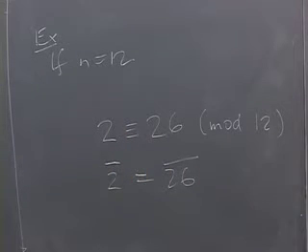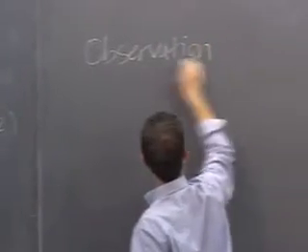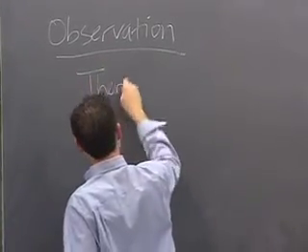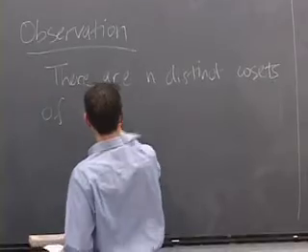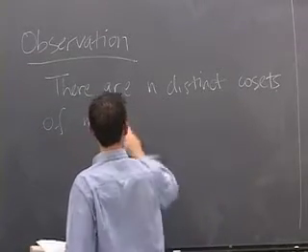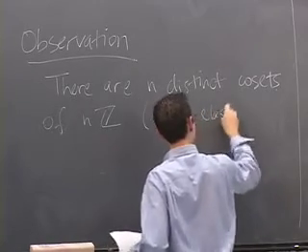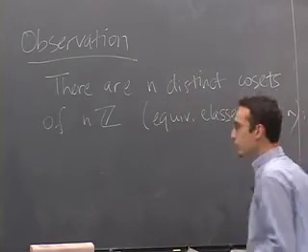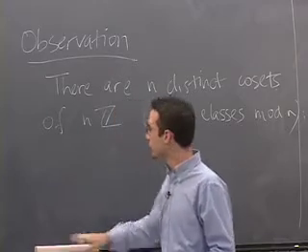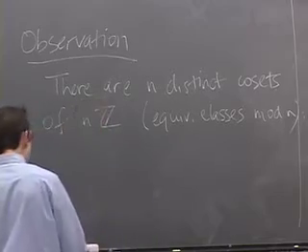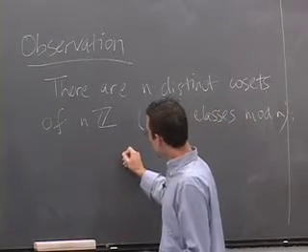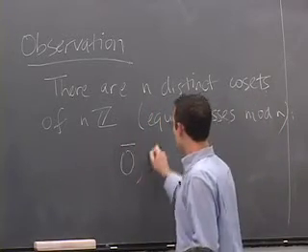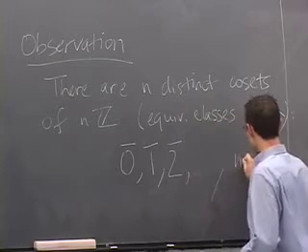Now, here's an observation. We can very explicitly write down all of the cosets. There are n distinct cosets of nZ, or put another way, equivalence classes modulo n. These are all redundant ways of saying the same thing, but you'll hear them all, so it's good to practice hearing each. So what are they? Can somebody list them? nZ, 1 plus nZ, and so on. Right. Or in a shorter notation, 0, 1, 2, up to n minus 1.